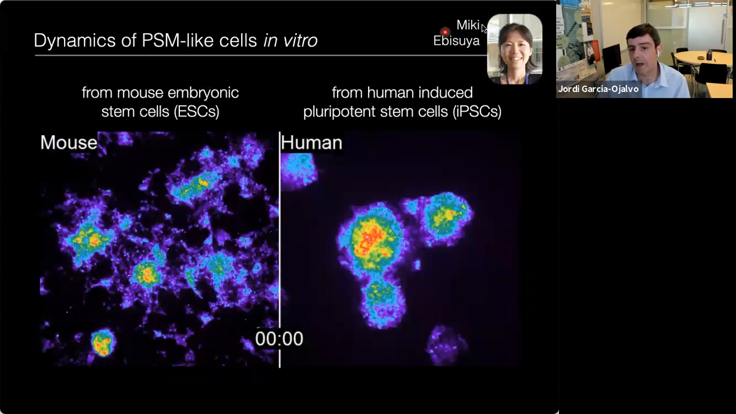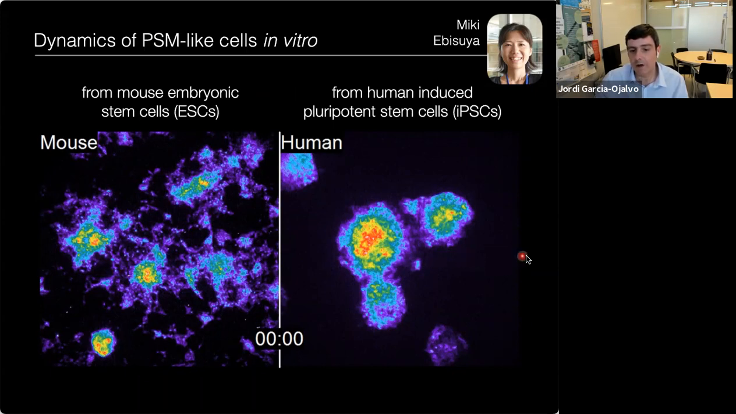This is work that has been done in the lab of Miki Ebisuya here at the EMBL Barcelona at the PRBB. And what you can see here is in vitro, you have cells that come from mouse embryonic stem cells, and they have been transformed by using well-known protocols into PSM cells, cells from the presomitic mesoderm. This is what you have here in vitro. And we can do the same thing with humans, okay? So we take adult cells from humans, we transform them into pluripotent cells, and then we induce them to become PSM cells.